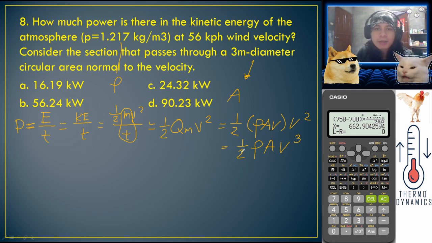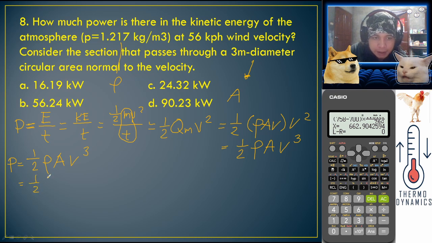So, pag inayos natin, meron tayong density, meron tayong area using the diameter, that is pi over 4D square. And we have the velocity, which is naka-kilometers per hour. Medyo ano lang sa unit analysis, kailangan tama yung ating paglalagay ng unit. Okay, game. Pwede naman nating isa-isahin, pero dito, pagsasamahin na natin. Okay, so we have power is equal to 1/2 density times area times V cube.